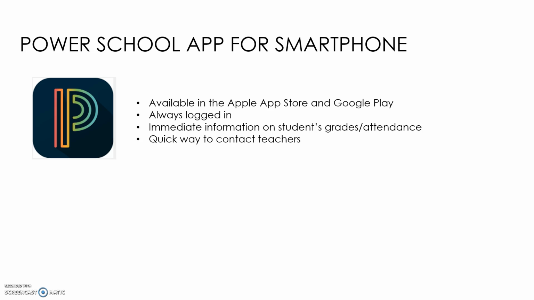For PowerSchool smartphone apps, you can go to either the Apple or Google Play Store and look for PowerSchool. Currently, the app icon looks like a rainbow P. What I like about this is that it will stay on my smartphone, which I always have with me. It always stays logged in, so I, at the touch of a hand on my phone, can see exactly what my student is doing in school. I get immediate information about my students' grades and attendance, and I have a quick and easy way to contact the teachers if I have questions.